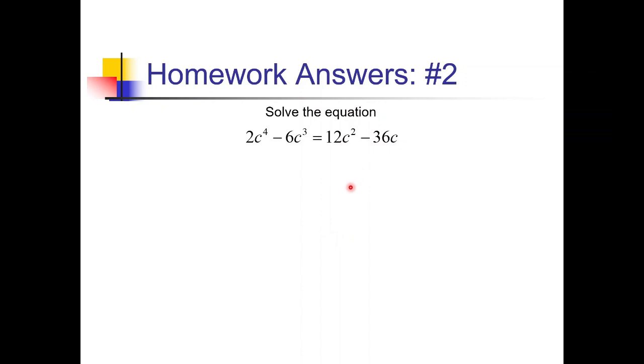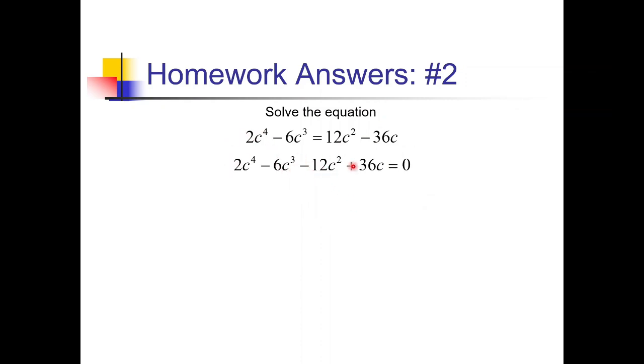On this one, we have things on both sides of the equation. As a general rule, when in doubt, zero it out works pretty well with solving equations. So let's move everything over to the left side. So I've got 2c to the fourth minus 6c cubed minus 12c squared plus 36c equals 0. Next up, let's see if there's any common factors I can take out.